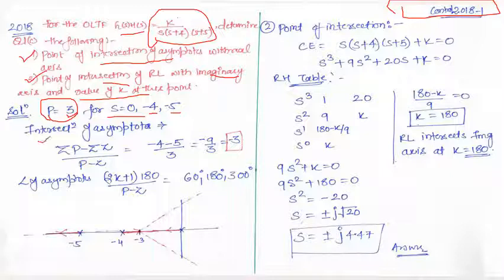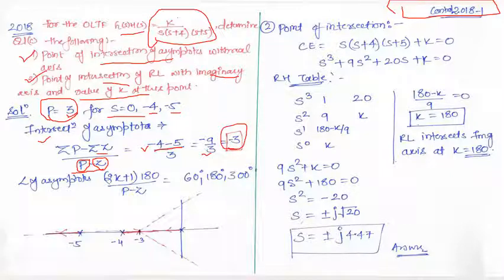And the intersection of asymptotes is given by summation p minus summation z divided by p minus z, where summation p is the sum of all the poles, summation z is obviously the sum of all the zeros, and this p shows the count of poles and this z goes for the count of zeros. So if you do so, you will find 0 minus 4 minus 5 divided by 3, which is -9 divided by 3, which is -3.